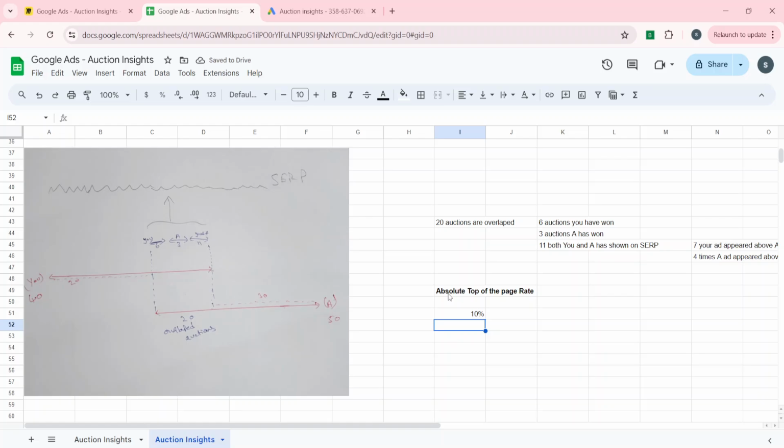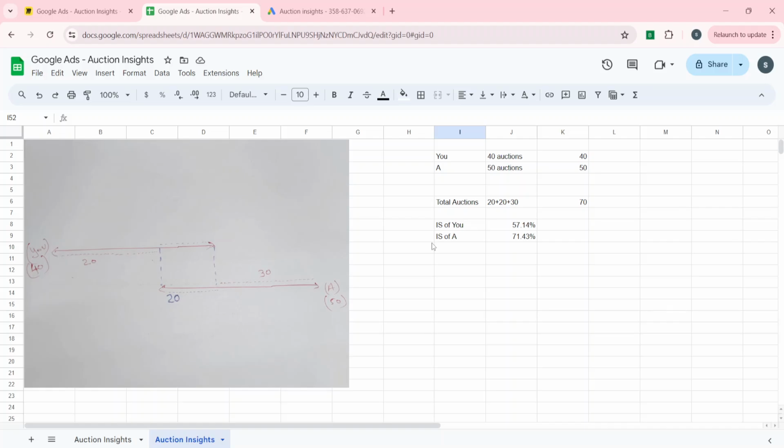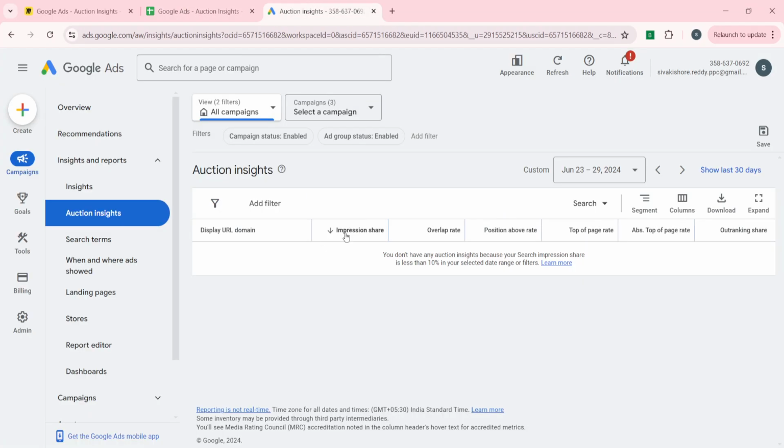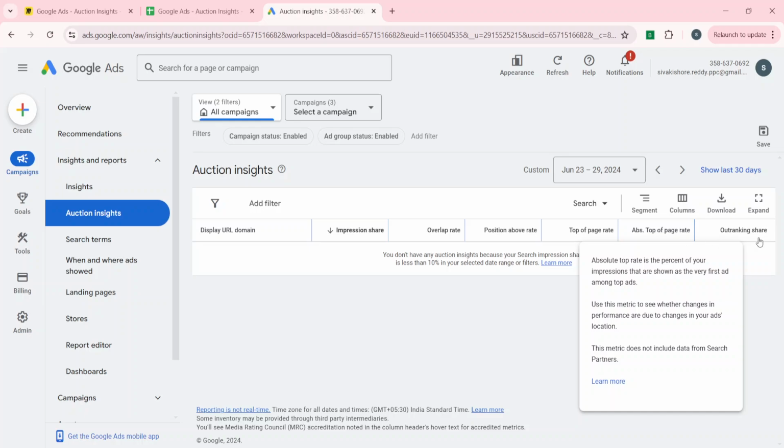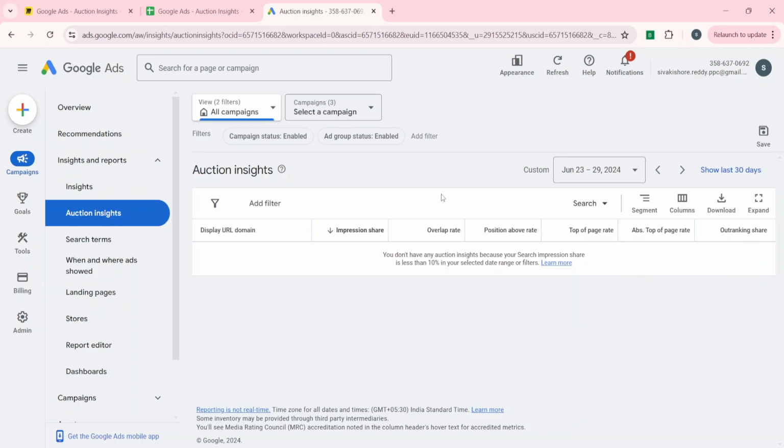Okay, so I hope you have understood these concepts about auction insights. Okay, so what have we discussed? We have discussed impression share, overlap rate, position above rate, top of the page rate, absolute top of the page rate, and outranking share. Okay, so out of all these metrics, impression share is very, very important. Okay, because when we see the data from the auction insights, it is saying who is bidding on the keywords that we are using.